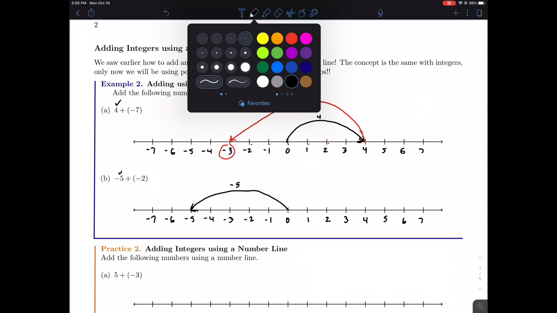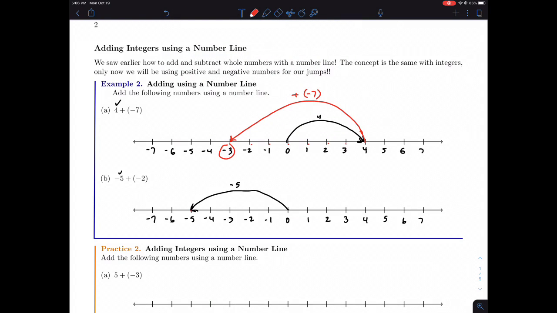So my next jump, again, I want to start at -5, but since I'm adding a -2, that means I want to keep going left. So I want to jump 2 more to the left. In this case, I'm adding -2 to that. And again, wherever I land is going to be my final answer. So -5 plus -2 would be the same thing as -7. All right, does that make sense to everybody?